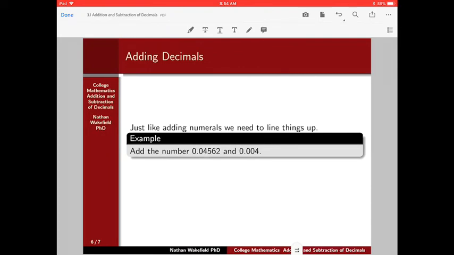Adding decimals is something that is far more common. And to add decimals, what you need to be able to do is you need to be able to line up the places. So, as an example, let's take 0.04562 and add to that 0.004. The first thing that you're going to note that I am doing is I am adding in some zeros in order to line everything up nicely. Those zeros are not changing the number at all, but they are allowing me to have all of my columns have a value in it.